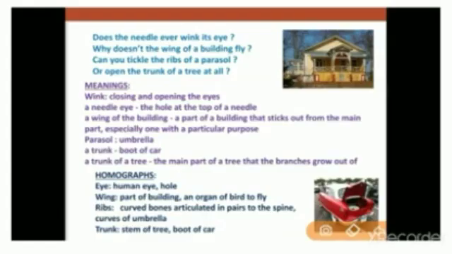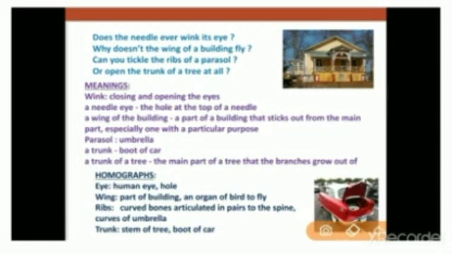This is the second stanza of the poem. Does the needle ever wink its eye? The meaning of wink is closing and opening of the eye. Why doesn't the wing of a building fly? Wing of the building means a part of the building that is attached to the main part. You have different wings in your building, A wing, B wing, etc.